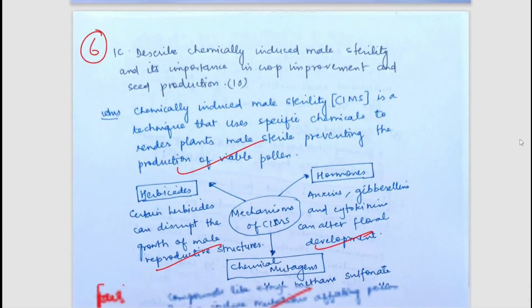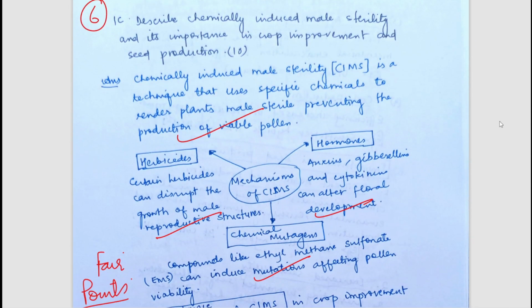The next question is, describe chemically induced male sterility and its importance in crop improvement and seed production. So chemically induced male sterility is simple, in which male sterility is induced by the use of some chemicals.